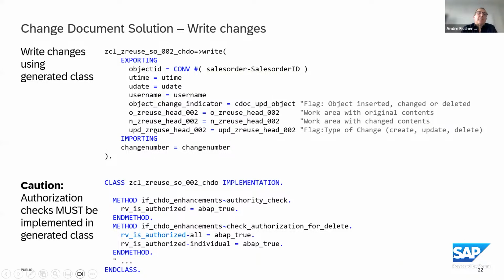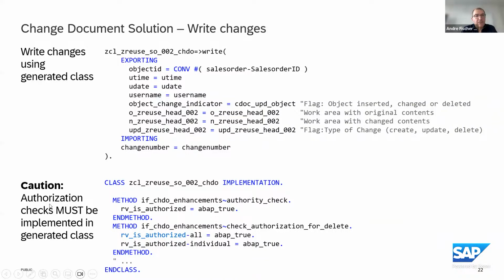Once you have created all this, you can use, alongside with the object, a class that has been generated. In that case, the ZZL reuse SO002 class offers a static write method, and here we can use that method in order to write these changes to the change document object.